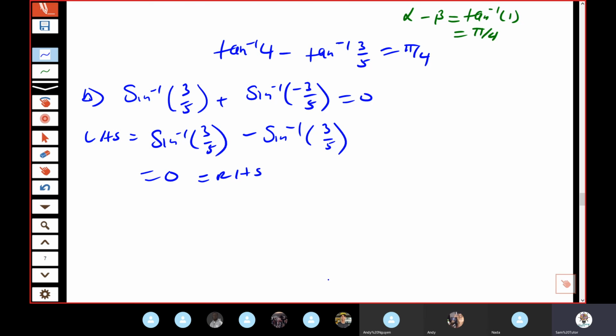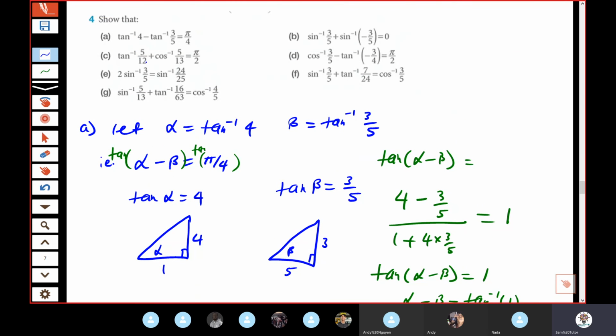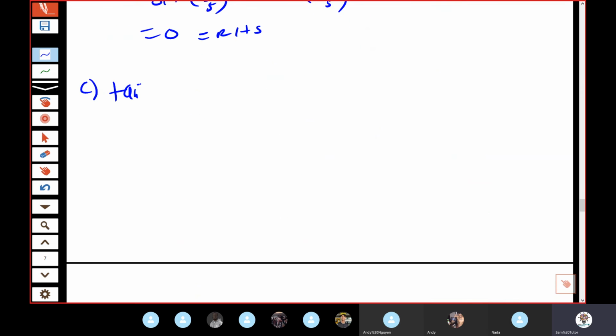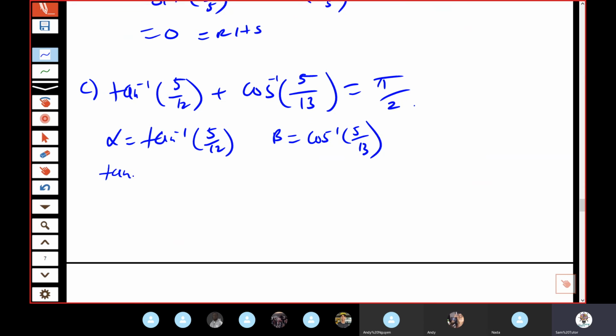Any questions there? All right, let's try C. Inverse tan 5 on 12 plus inverse cos 5 on 13 equals 90 degrees. Well, again, you let alpha equal inverse tan 5 on 12, and let beta equal inverse cos 5 on 13. So tan alpha equals 5 on 12, and cos beta equals 5 on 13.